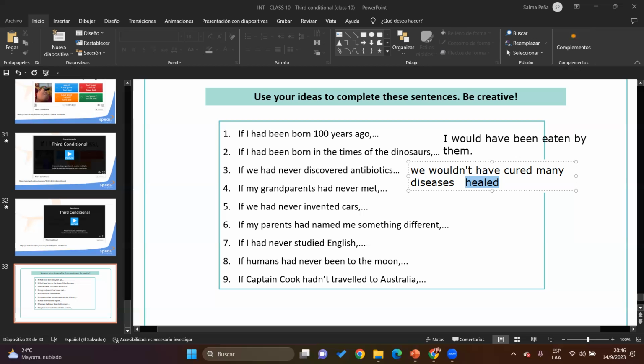Sería como sanar en lugar de curar. De acuerdo. Tenemos los dos verbos, pero esa es la diferencia. Pero sí, we wouldn't have, en este caso sería mejor heal, ¿verdad? Porque estamos hablando de antibióticos. We wouldn't have healed many diseases. Yes. Okay, good.